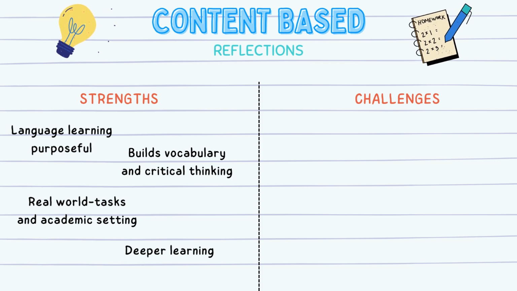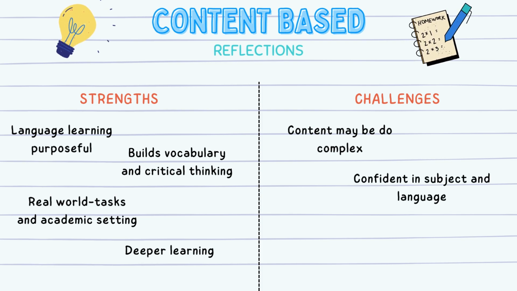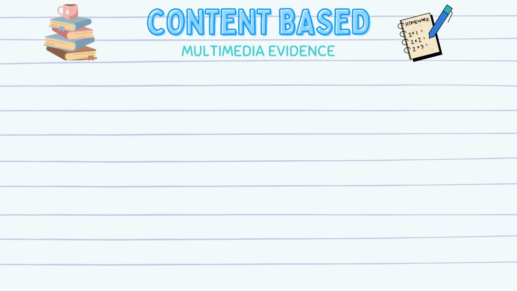But what about these challenges? Well, the first one, as you might already know, is that content might be too complex for language levels. It requires strong scaffolding and is not recommended for beginners. Second, teachers need to be confident in both subject and language teaching because students always have questions and teachers must be prepared to answer all of them. Third, balancing language and content objectives can be difficult or a little bit tricky. And fourth, assessment must consider both language progress and content understanding.